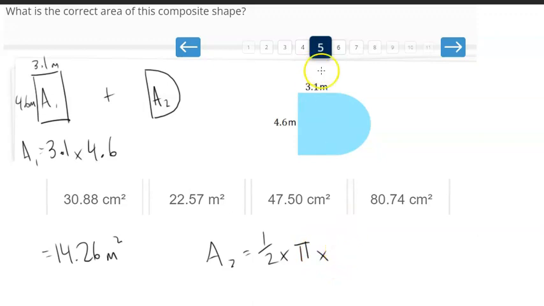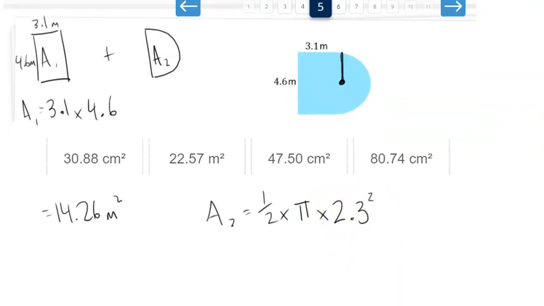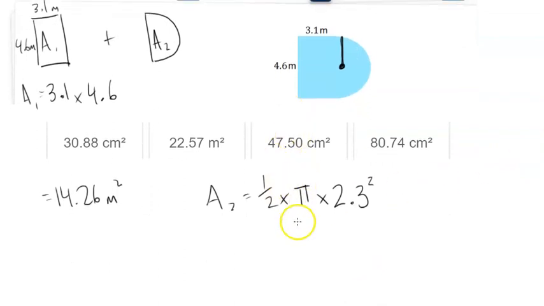Now the radius in this case is this length from here to here. Now what is that length? Well, 4.6 is the full length, this is the diameter, so half of 4.6 is 2.3. So our radius is 2.3, and we've got to square it, or 2.3 times 2.3. So this here is the area for area number 2, the semicircle.